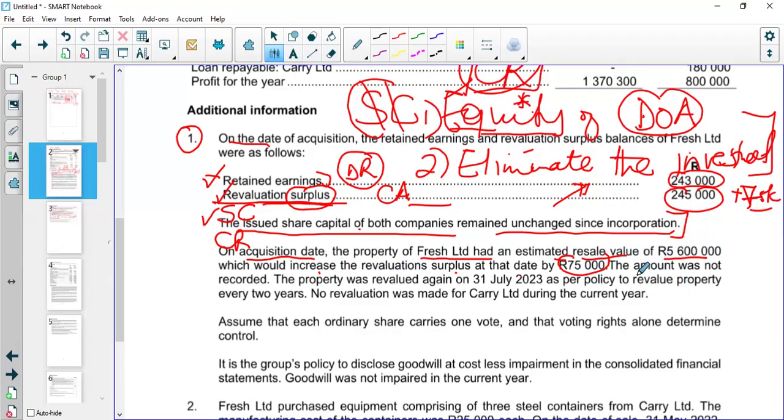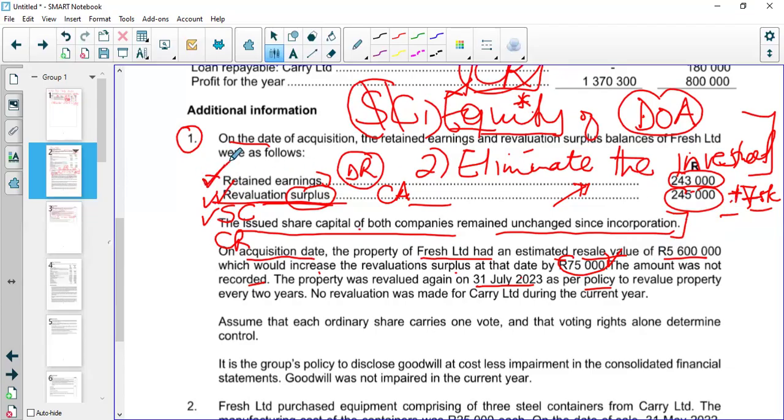The amount was not recorded. The property was revalued again on this date as per the policy. Right? We will come back to that. But now we just want the state on the date of acquisition. So we're going to debit revaluation surplus, the amount given, plus the revaluation gain on acquisition. So sometimes it might be a loss, right? We need to subtract it. A gain, we need to add it.